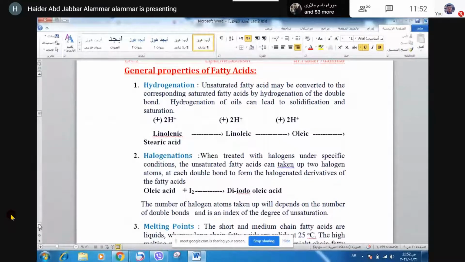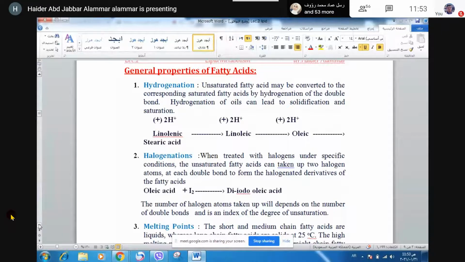What do I mean by hydrogenation? It breaks down the double bond in the unsaturated fatty acid and converts the unsaturated fatty acid to a saturated one. And I give you this example.